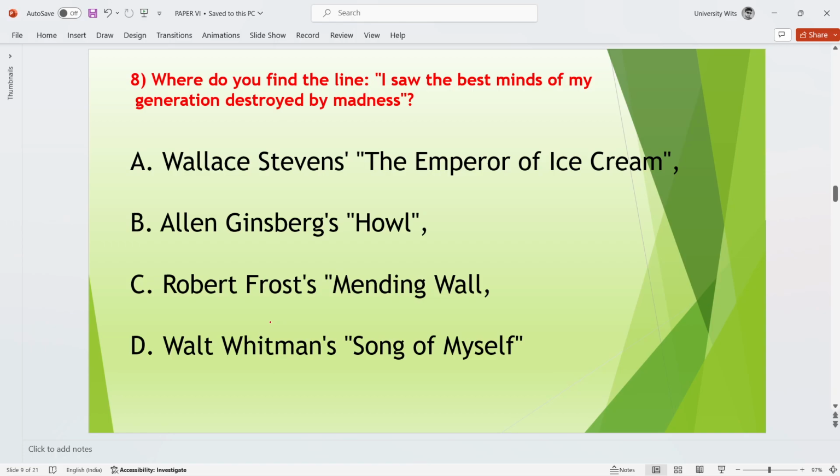Okay, and the other poems: if I say Wallace Stevens, The Emperor of Ice-Cream, you have already read it. This is a more whimsical and philosophical poem, not concerned with the themes of madness or a generation. You have to understand the theme. And Robert Frost's Mending Wall also does not focus on this kind of thing.